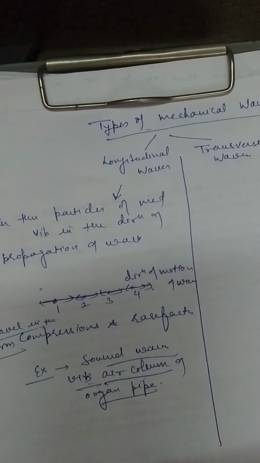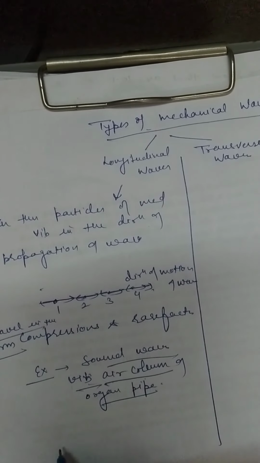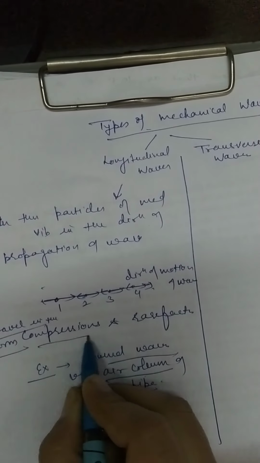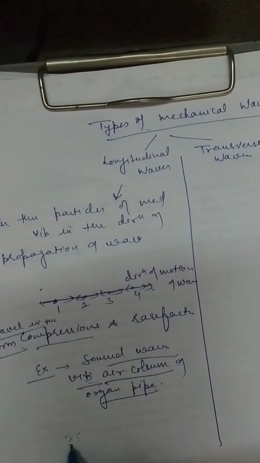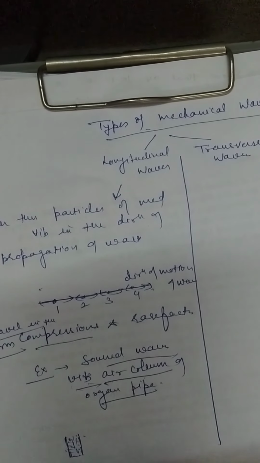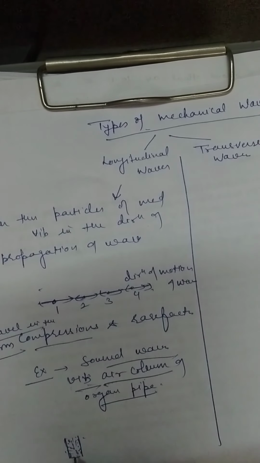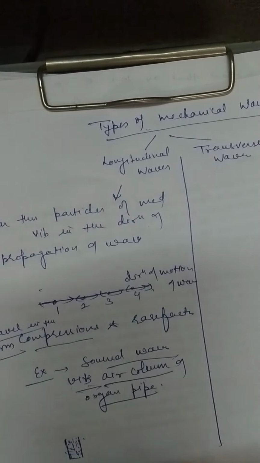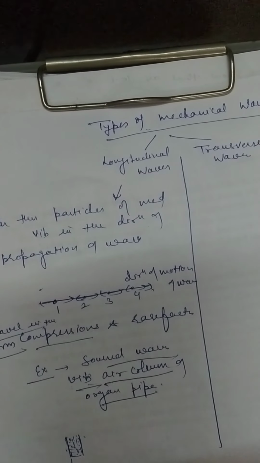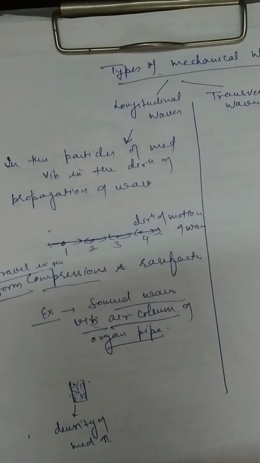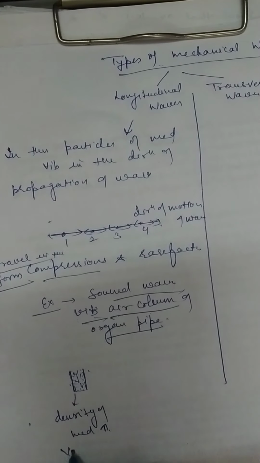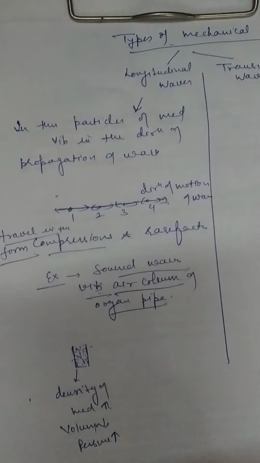Now what do you mean by compression? Compression is the region in the medium where the particles come close to each other. You have to show closeness here, where the particles of the medium come close to each other, right? Closer than their normal distance. In this region the density of the medium increases, volume decreases, pressure increases. Pressure increases.